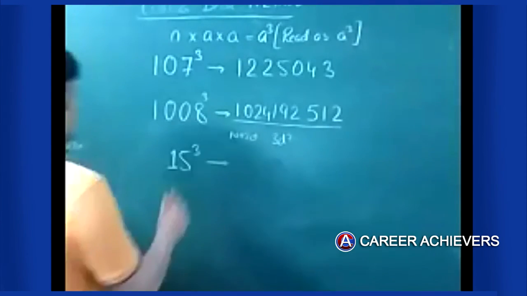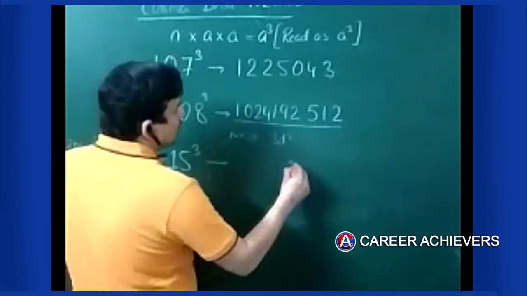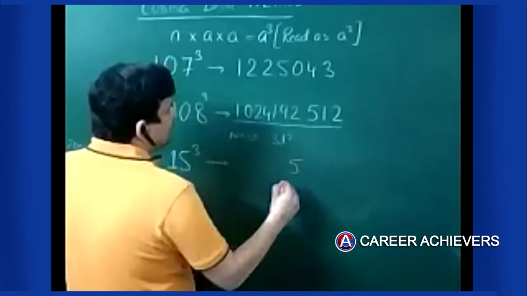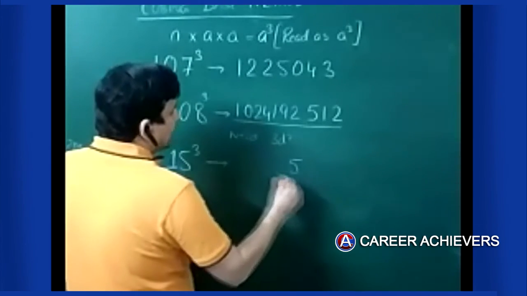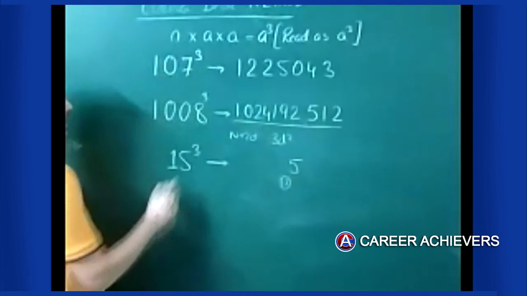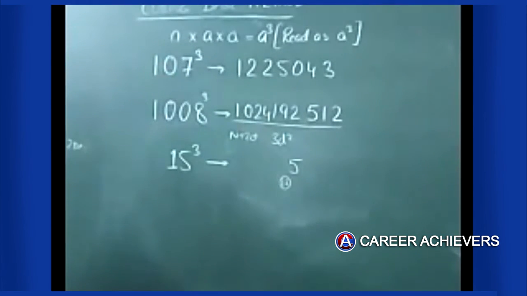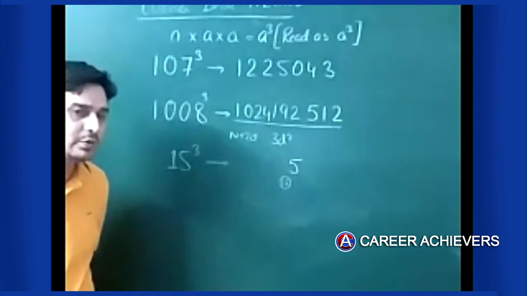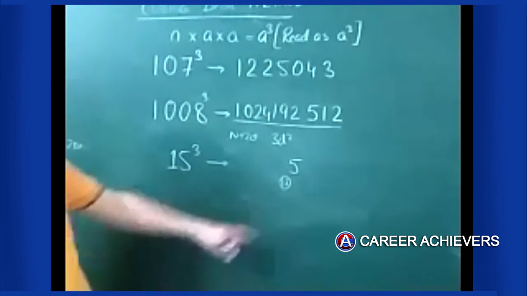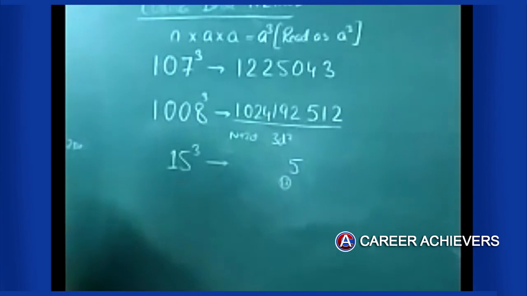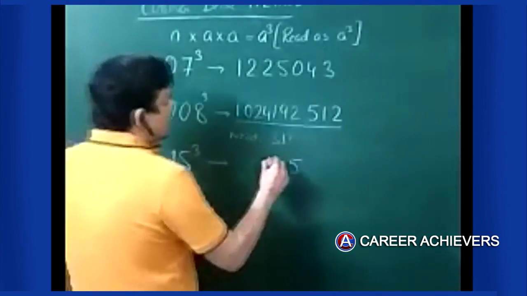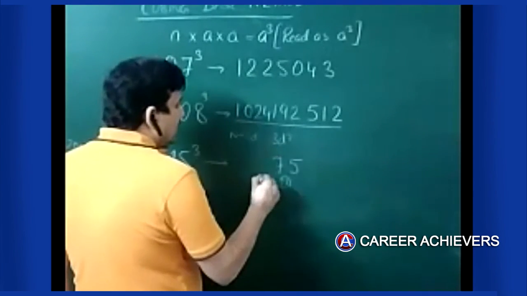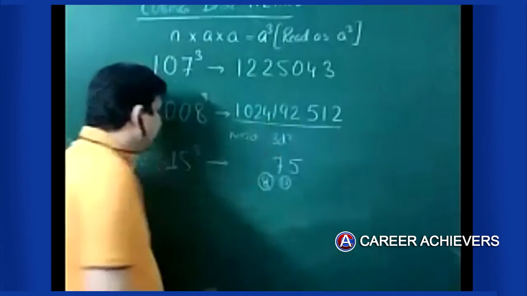Let me explain. This is 5 cube. 5 cube is 125. So you will write 5 and 12 will go as carry. The second step is 3d square. So d square is 5 square, which is 25, and 25 into 3 is 75. But you have 12 as carry. So 75 plus 12 is 87. You will write 7 and now 8 will go as carry.